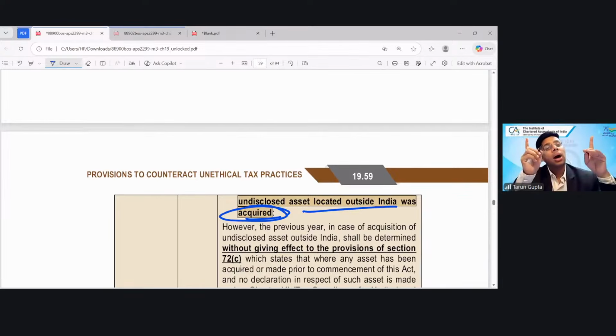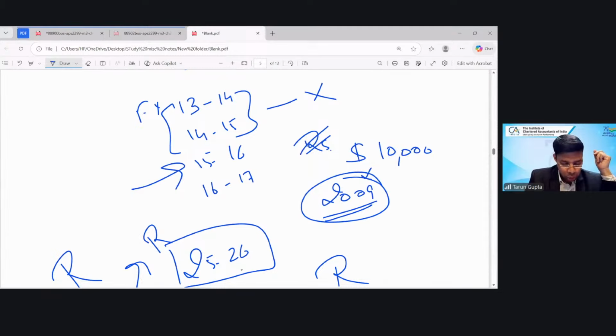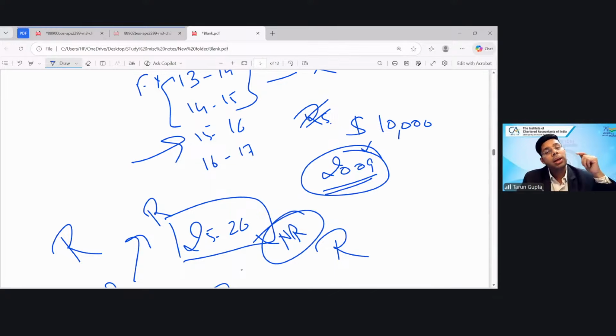It doesn't mean the deemed acquisition, because as I told you, this Act deems that the asset is acquired in the year when it comes to the notice of the AO. Okay. So this deeming fiction is not applicable in the definition of assessee. Here, acquisition means the actual acquisition. So if the asset was acquired in 2009 and it comes to the notice in the year 25-26, then assuming this Mr. A is non-resident in the year 25-26, still he can be subject to the Black Money Act if he was resident in the year 2009.